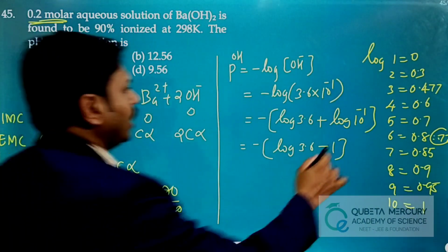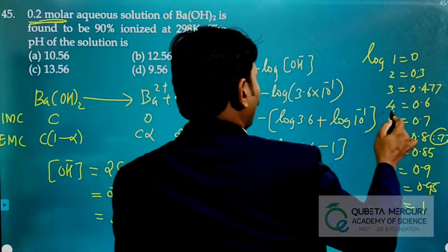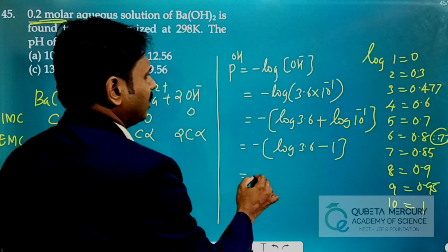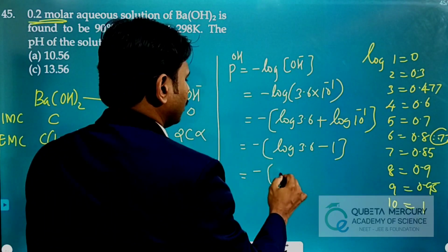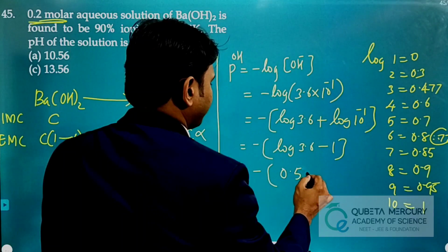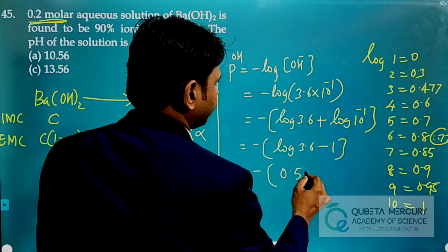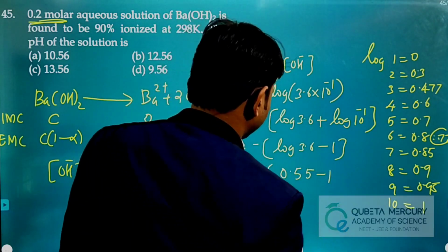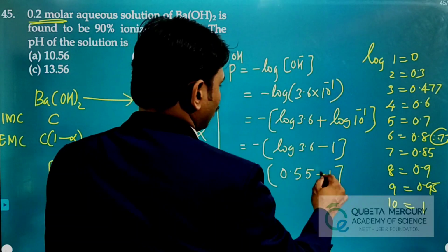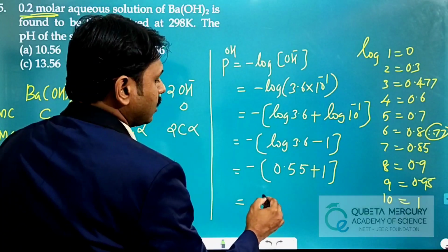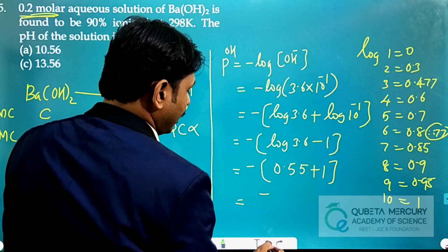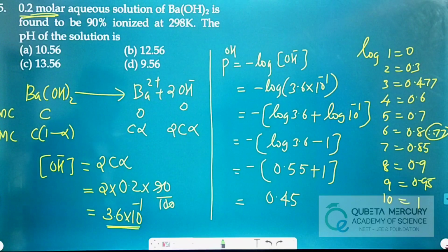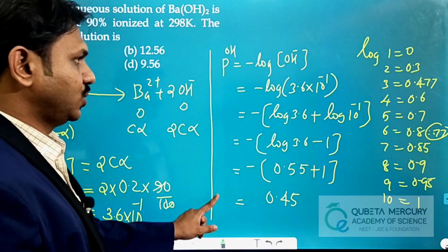See, log 3 is 0.477, log 4 is 0.6. Then the value of log 3.6 will be around 0.5 something, about 0.55. So 0.55 minus 1, by substituting, this will be equal to around 0.45, since 1 minus 0.55 is around 0.45. Okay, this is the value of pOH.